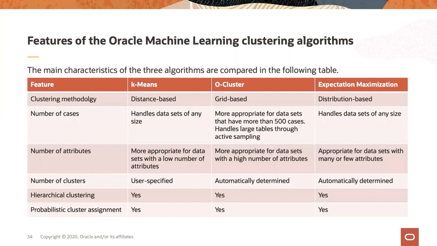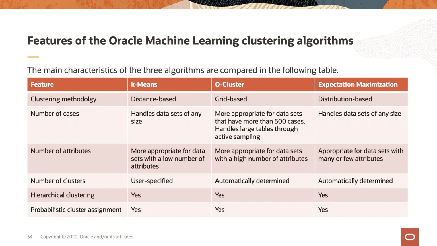Basically, these are the features of the algorithms. We have k-means, which, again, is distance-based. In terms of the number of cases, it can handle data sets of any size. O-Cluster is probably more appropriate for data sets with more than 500 records, so it has to be a little larger than the tiny k-means case, which could be very small. But it can handle large tables through active sampling, doing some smart sampling for very, very large data sets. And expectation maximization also handles data sets of any size.